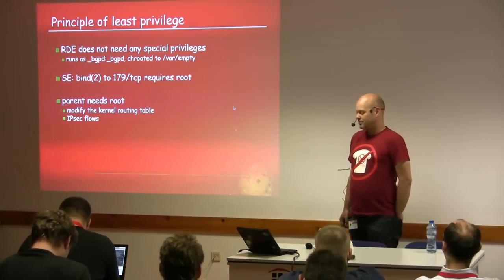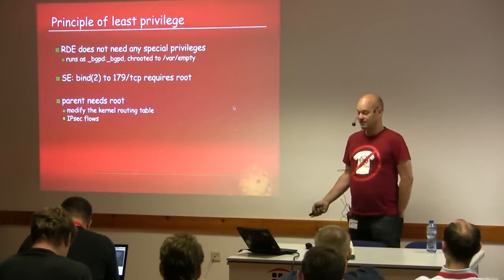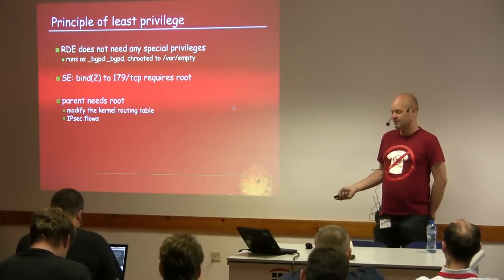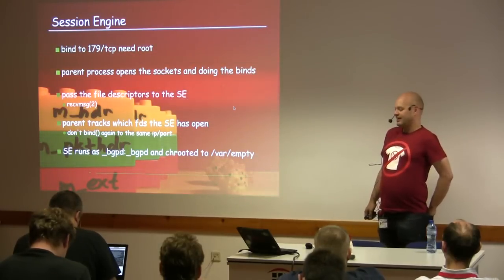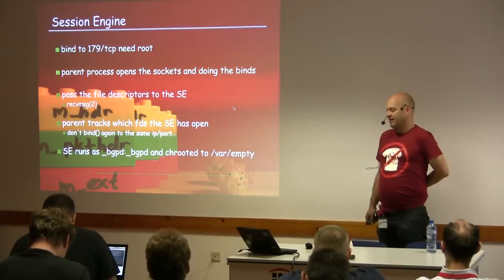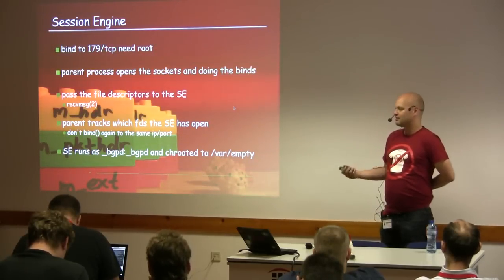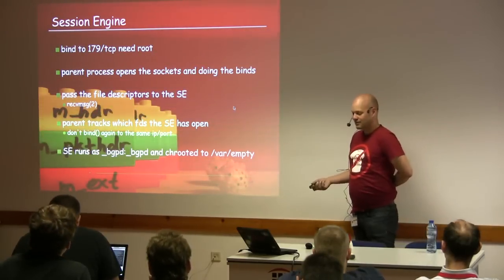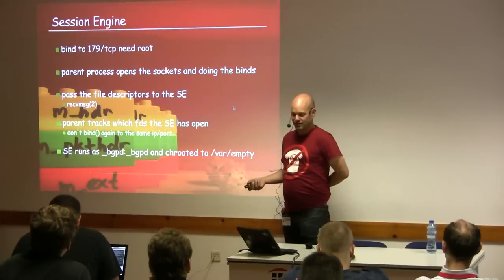And as I mentioned, the parent process obviously needs root permissions since it modifies the kernel routing table and IPsec flows, but we'll get to that later. So, to be able to bind to that low port, you could just bind to the port and then drop privileges, but that doesn't quite work out because we might have to do this again later after dropping privileges.